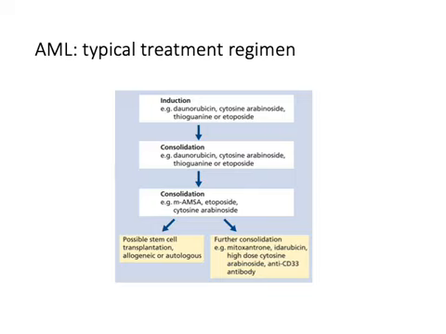So once the patient achieves remission, you give another dose of chemotherapy in the form of consolidation. And if the patient is still in remission, you may have the option of offering stem cell transplantation, either allogeneic or autologous. For those patients who are not candidates for transplantation, you could give further consolidation therapy in the form of high-dose cytosine arabinoside, the use of mitoxantrone, idarubicin, and your anti-CD33 antibody.